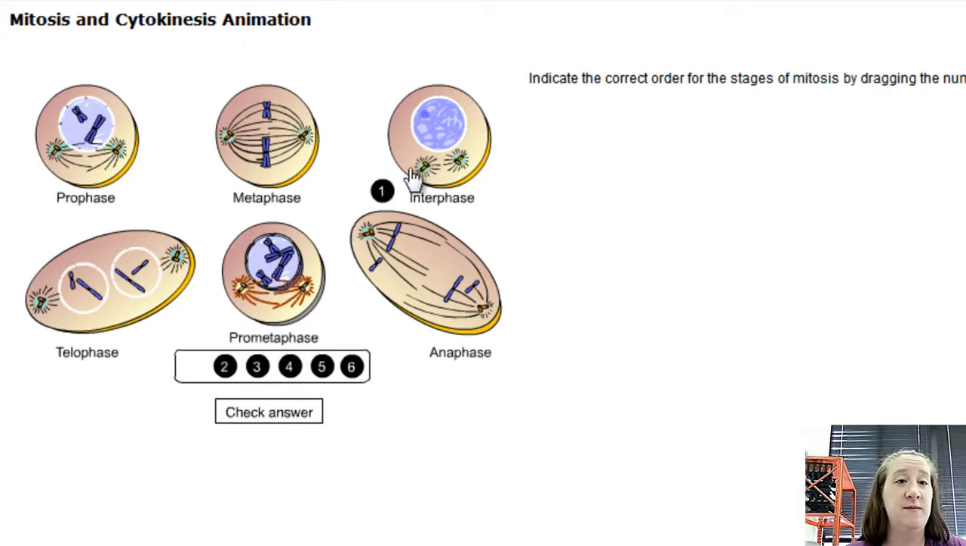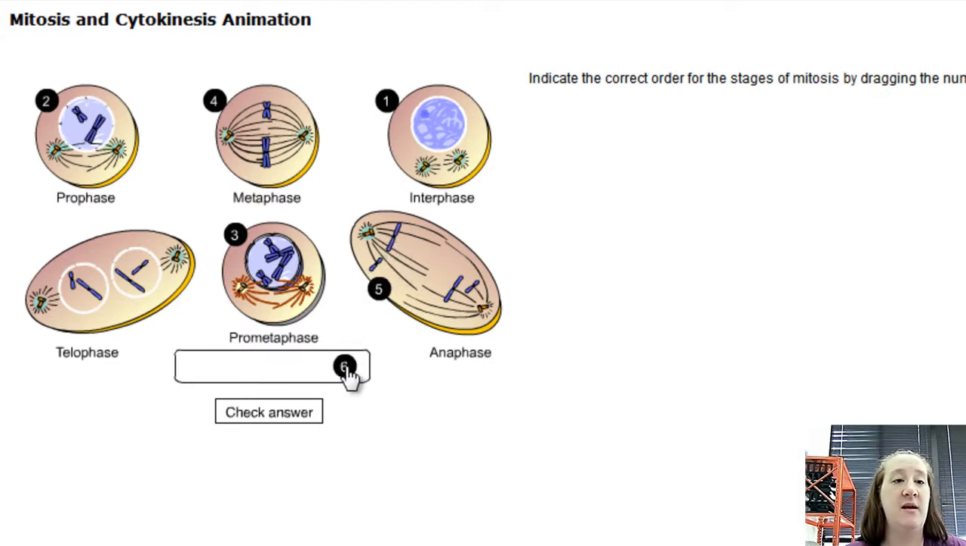So first is interphase. Second is prophase. Third is prometaphase. Good. Fourth is going to be metaphase. Then anaphase and telophase. Now, I-P-M-A-T. IP on the mat.